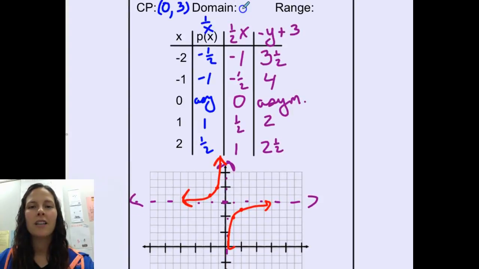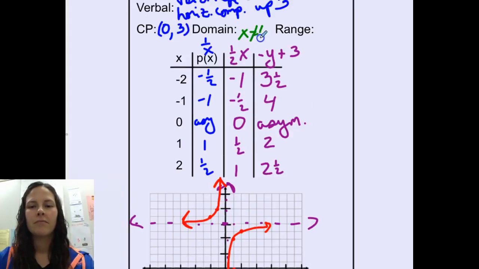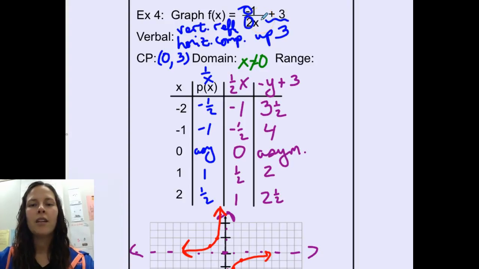Domain, thinking about sliding a vertical line all along the graph. The only place where the graph is not defined is when x equals 0. You can also think about the domain on this one by looking at the denominator of our equation. Remember, anything in a denominator cannot equal 0. So that's where we get our x cannot equal 0 from.